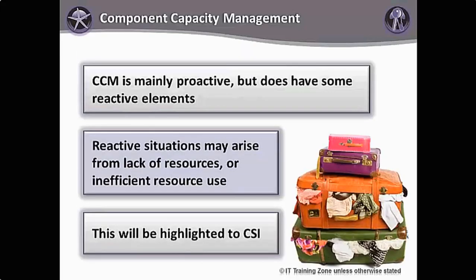Component capacity management is primarily proactive, but may also need to be reactive on occasion. Reactive situations may arise from the lack of resources or inefficient use of resources. Again, this will be highlighted to continual service improvement.